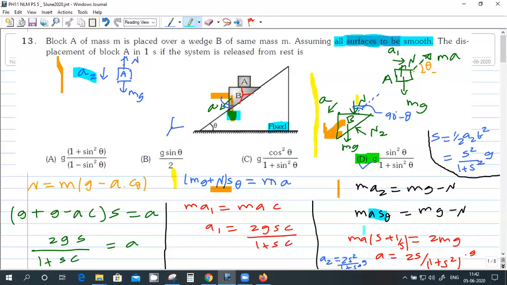So from that, I can have a relation like this. A normal reaction, I can put it from here, from this equation. So if you use this, you'll get the value of acceleration as this one.